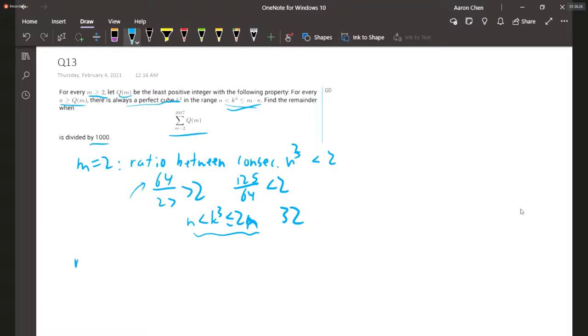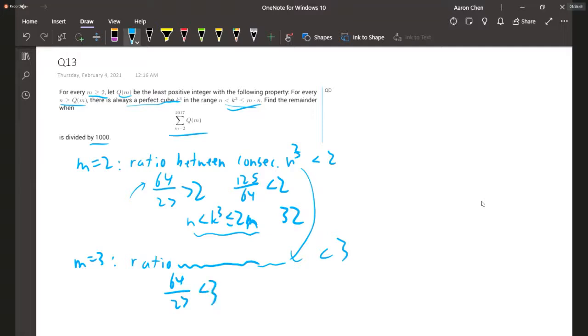And now we can look at m equals 3. And similarly, the ratio between consecutive perfect cubes is less than 3. Now we have that the ratio of 64 to 27 is less than 3, but the ratio of 27 to 8 is greater than 3. And so what this means is that n is less than k cubed is less than or equal to 3n, and this 3n should be equal to 27 to make it minimal. And so in this case, it's 9.